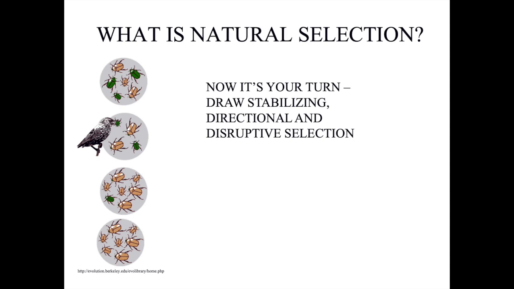Directional selection is going to favor one of the extreme variations of a trait. So think of a long-beaked woodpecker. They might be better able to survive, able to get to the insects deeper in the tree than the short-beaked or the average-beaked woodpecker if insects are living deep in a tree.